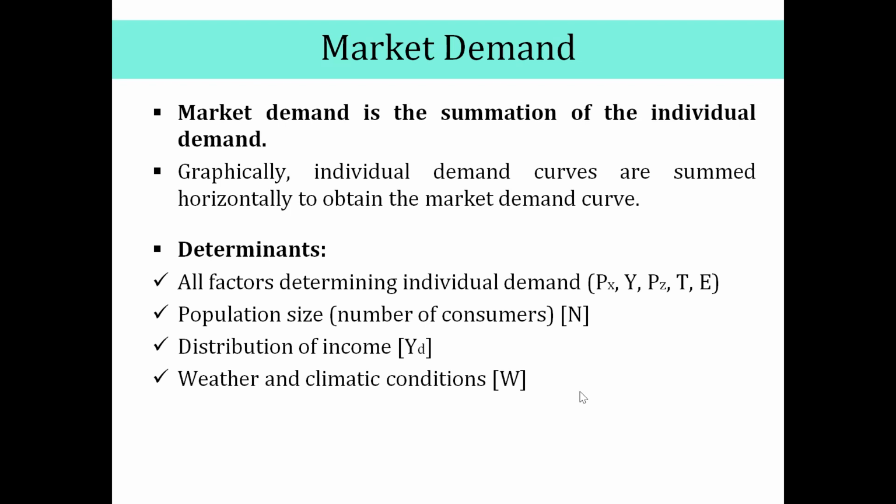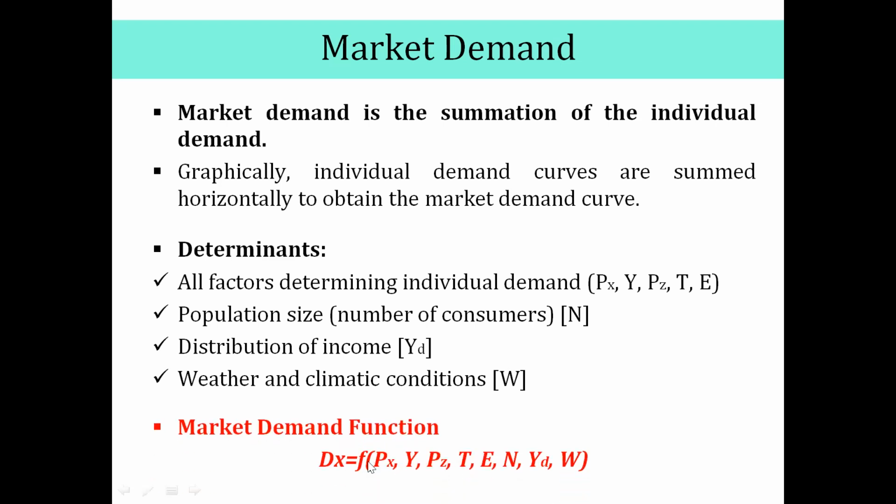So the market demand function can be expressed as Dx is a function of Px, price of commodity X, Y, income of the consumer, Pz, prices of related goods, T, taste, habit, preferences of the consumer, E, expected price, then N is the population size, Yt is the disposable distribution of income, and W is the weather and climatic conditions.